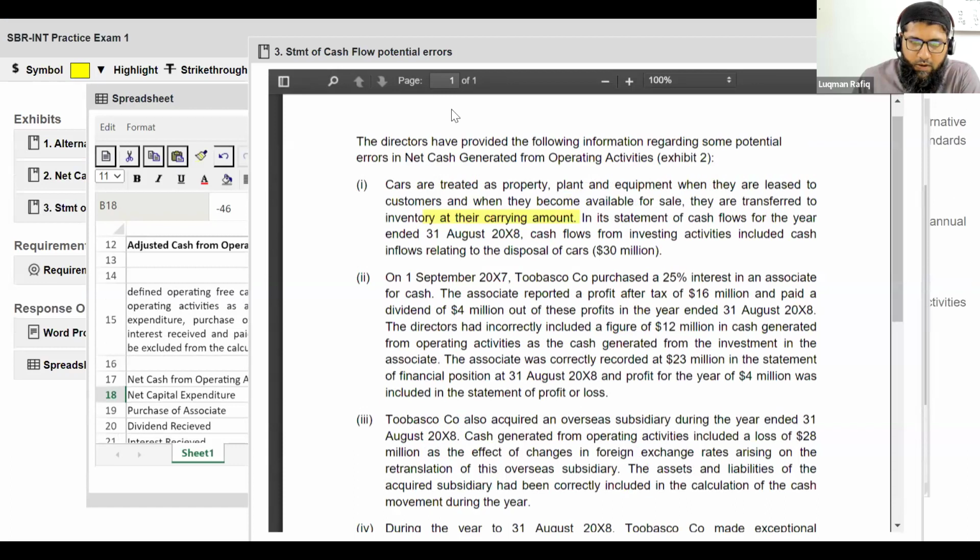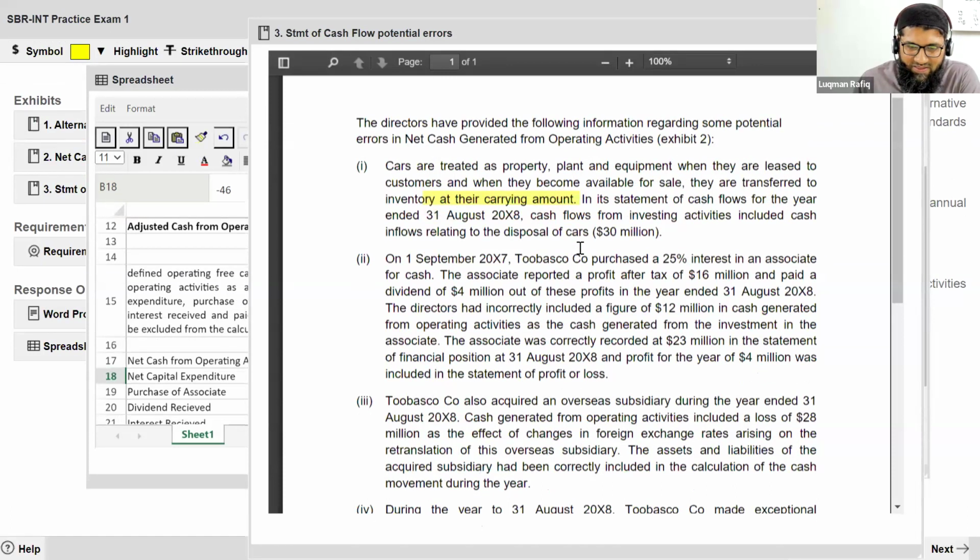When do you want it to end? Faith, when do you want it to end? Okay, it says on 1st September, Toobasco purchased a 25% interest in an associate for cash. Okay, no worries. We'll just try to see to what extent we can take this.